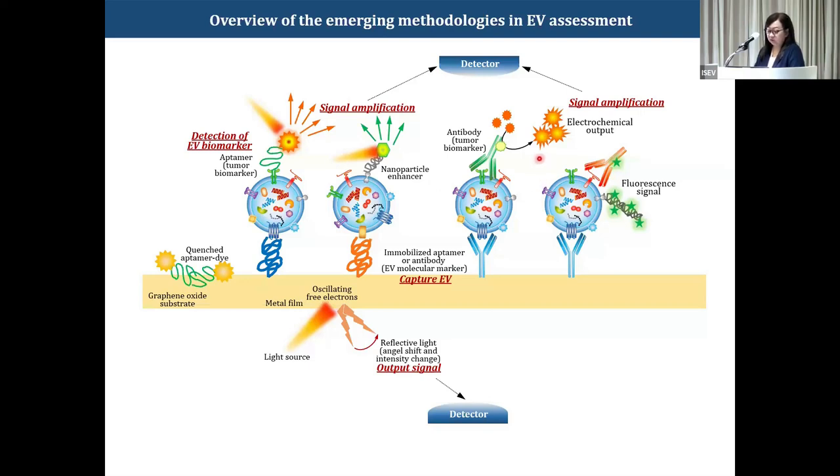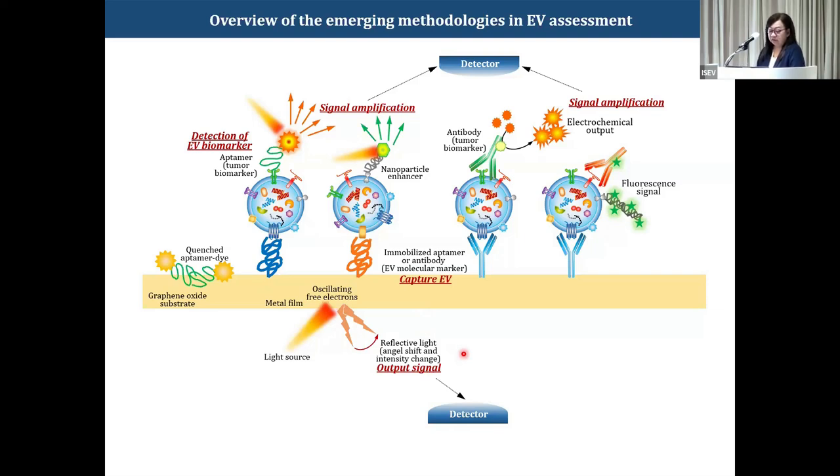For example, the enzyme conjugated with the antibody can convert the substrate into electrochemical signals. The fluorescent signals of the probe linked with the biomarker targeting agent can be directly detected. Signals of some dyes or nanoparticles can be amplified upon excitation by the light source. In some techniques, the capturing of EVs on the substrate, biofilm, or metal film will induce changes such as the oscillation of free electrons, the shift of wavelength, and conductivity. The amount of EVs bound is reflected by the signal intensity.